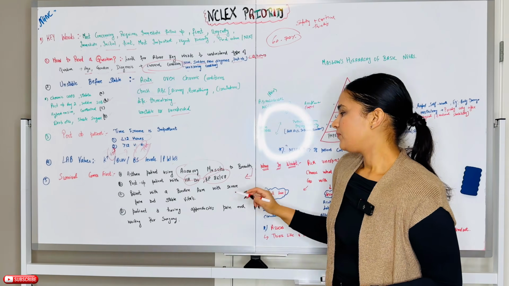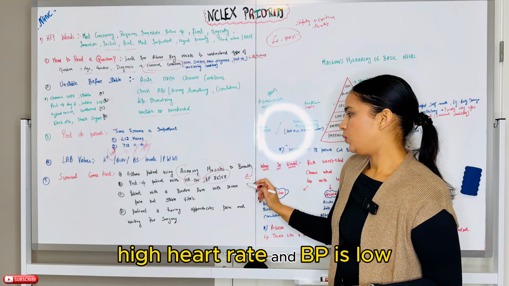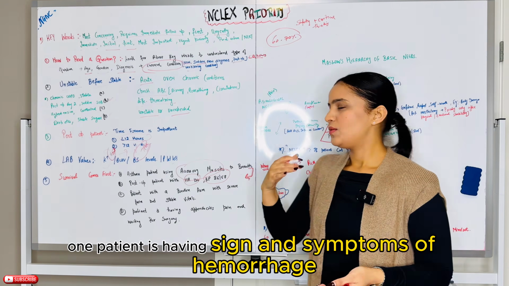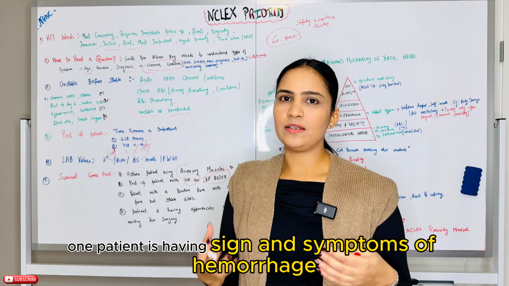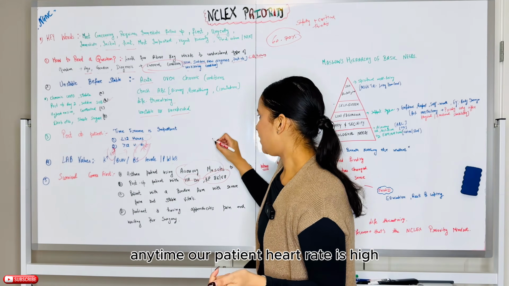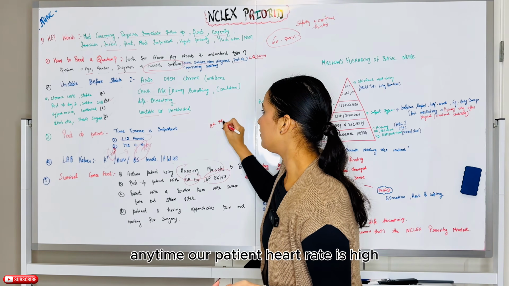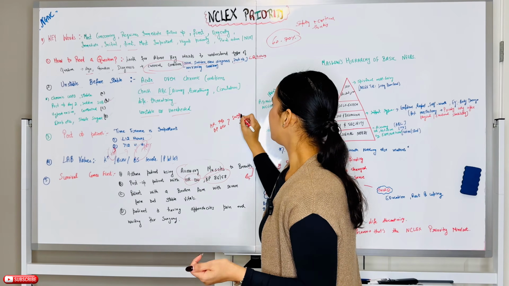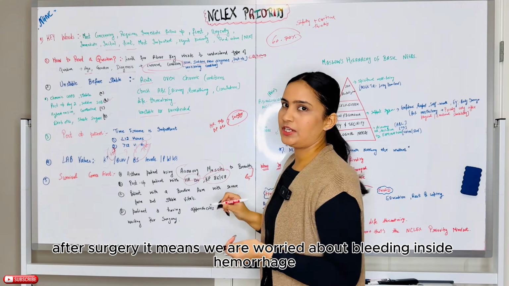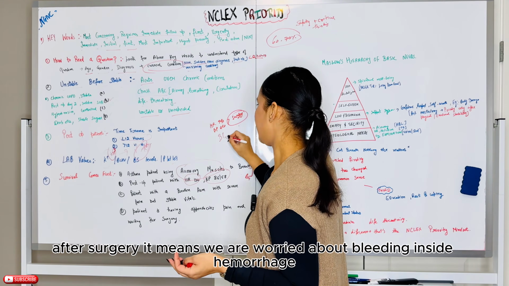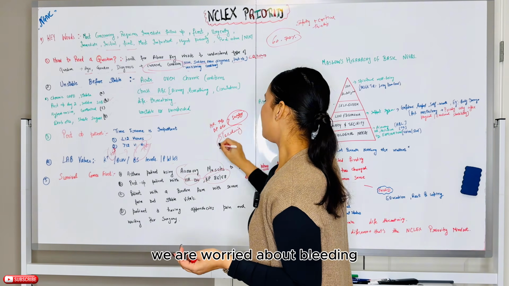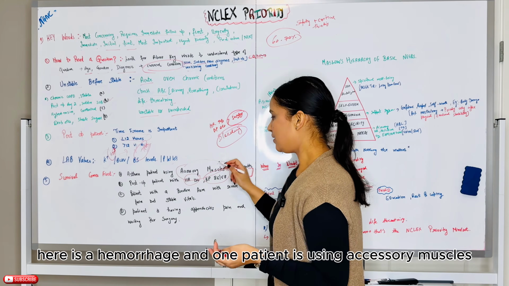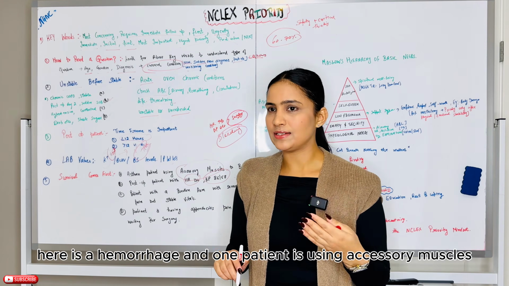Second patient, we will compare this option with the second. Post-op patient with high heart rate and BP is low, 86/58. From these two patients, one patient is having signs and symptoms of hemorrhage. Anytime our patient's heart rate is high and blood pressure is low after surgery, they will give you this word, after surgery. It means we are worried about bleeding inside. Hemorrhage, we are worried about bleeding.